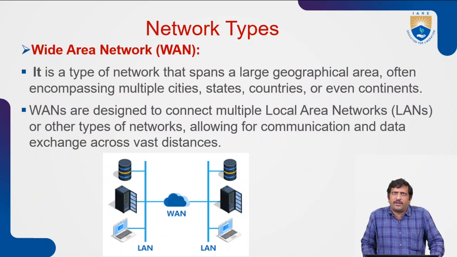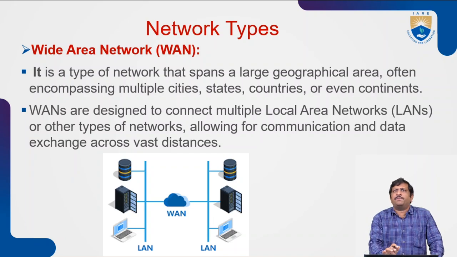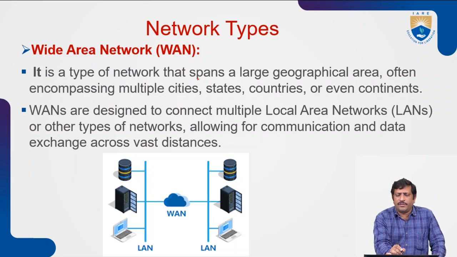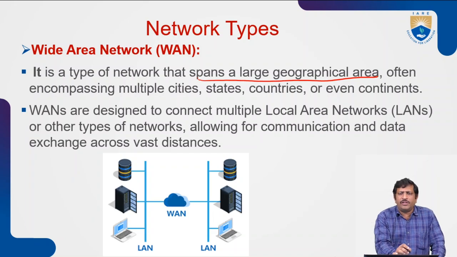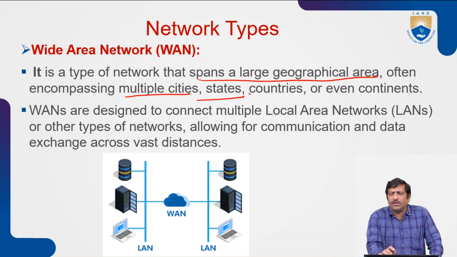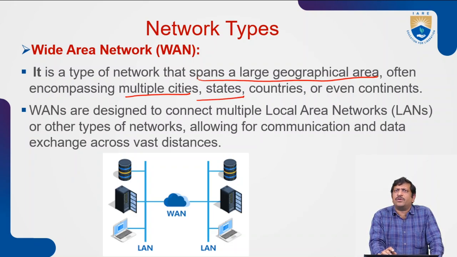And now the wide area network. A wide area network is a type of network that spans a large geographical area. The wide area network encompasses multiple cities. We can utilize it across multiple cities or states, for statewide linking, and over other countries also. Even across continents, these WANs can be utilized.